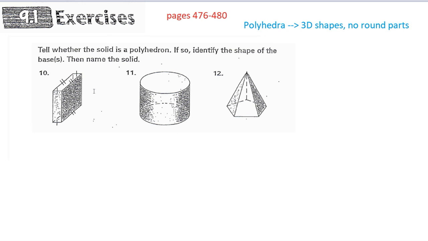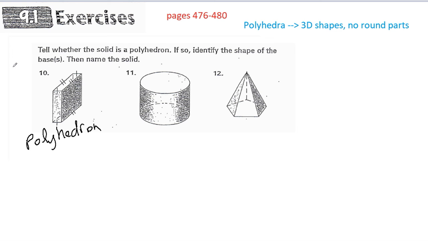So when I look at number 10, it looks like it is a polyhedron. So we'll write that down here. Number 10 is a polyhedron. Whoops, let's just switch to the pencil. So 10 is yes, a polyhedron. Okay, we'll come back and we'll talk about identify the shape of the base or bases and then name the solid. But right now we'll just do that.